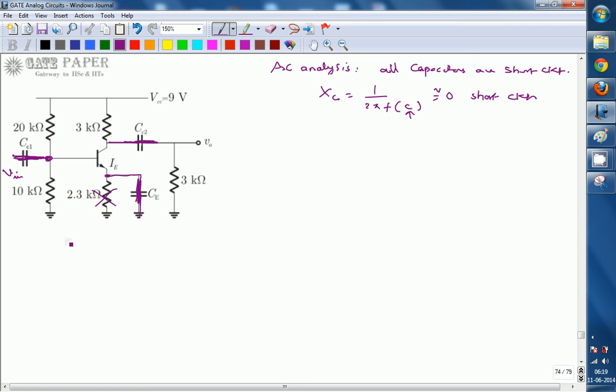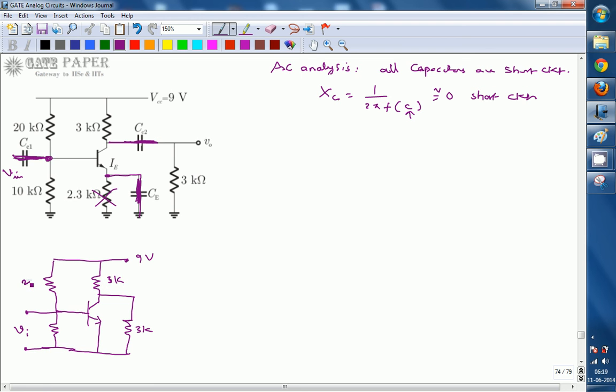The emitter is directly grounded, and there is a resistor connected across this one, and over here you are going with two resistors, and this is V input. So Vi is directly connected across the base because the capacitor is acting as a short circuit, and it is 9 volts. This is 3K, and this is also 3K, and it is 20K, and it is 10K.